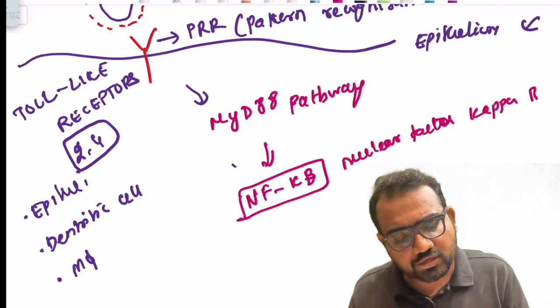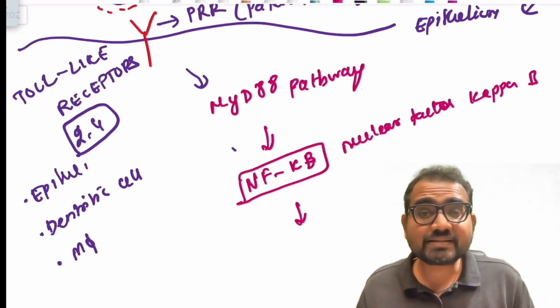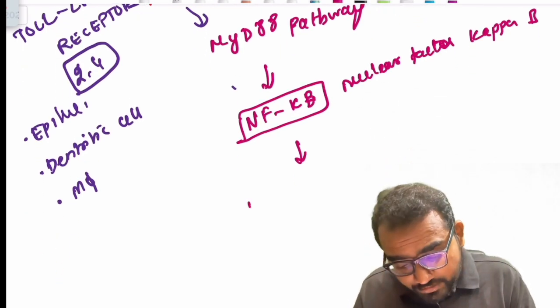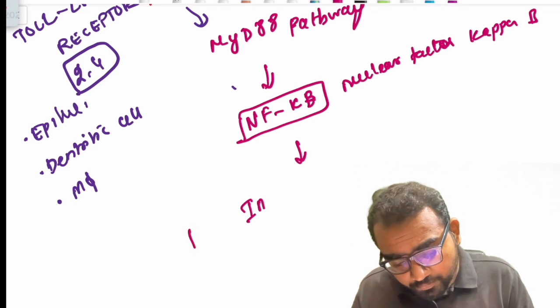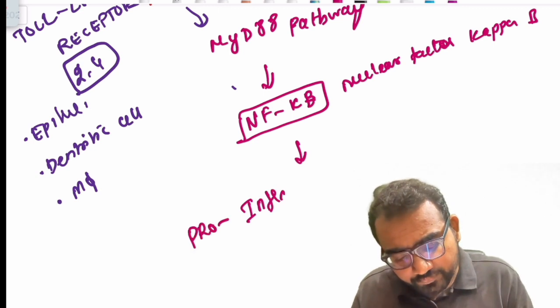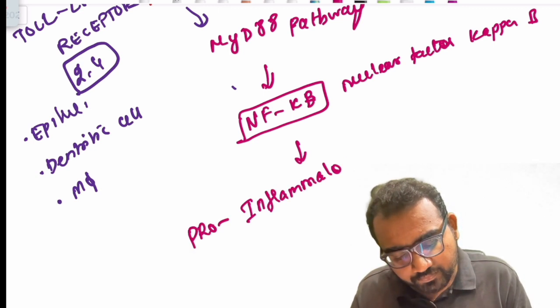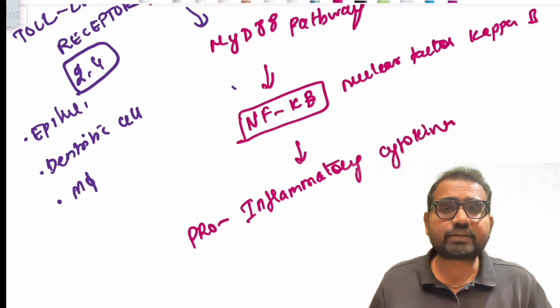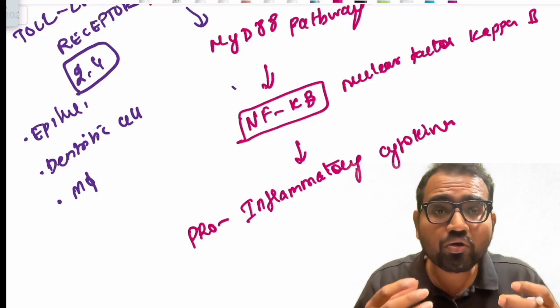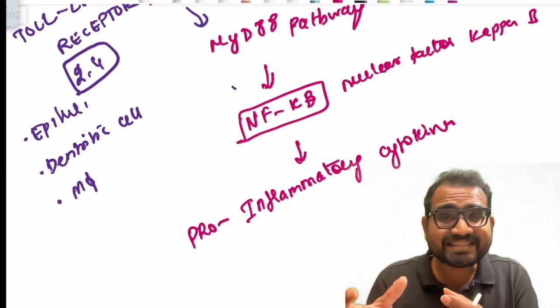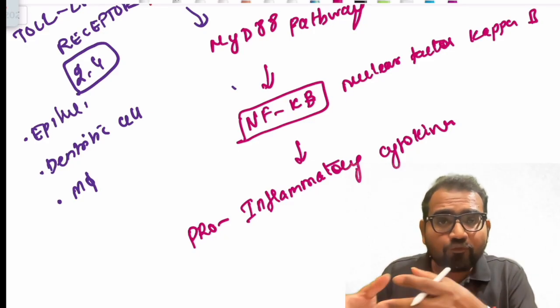So what is this nuclear factor kappa B going to do? It is the one that is going to result in stimulation of pro-inflammatory cytokines. What is it going to do? It is going to result in release of pro-inflammatory cytokines. As the name indicates, it is before inflammation.